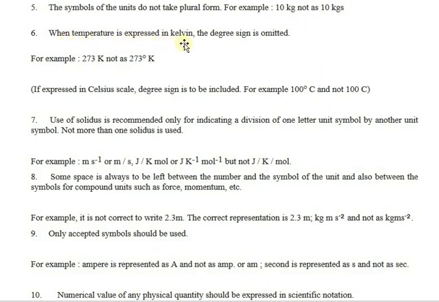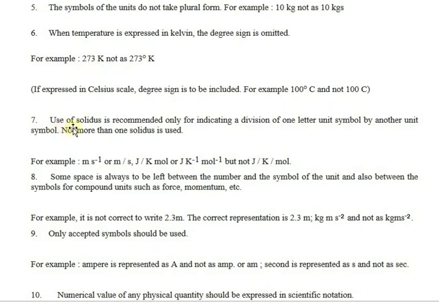When temperature is expressed in Kelvin, the degree sign is omitted. Kelvin is the name of a scientist, so capital K, 273 K, this is the temperature. We cannot write it as 273 degree Kelvin. In general, for Celsius the degree sign must be there. Degree Celsius, not written as 100 C. C is not a unit. Degree Celsius is a unit, or degree Fahrenheit is a unit. When you write in Kelvin, no degree sign is written. So this is not correct. This is the correct way.